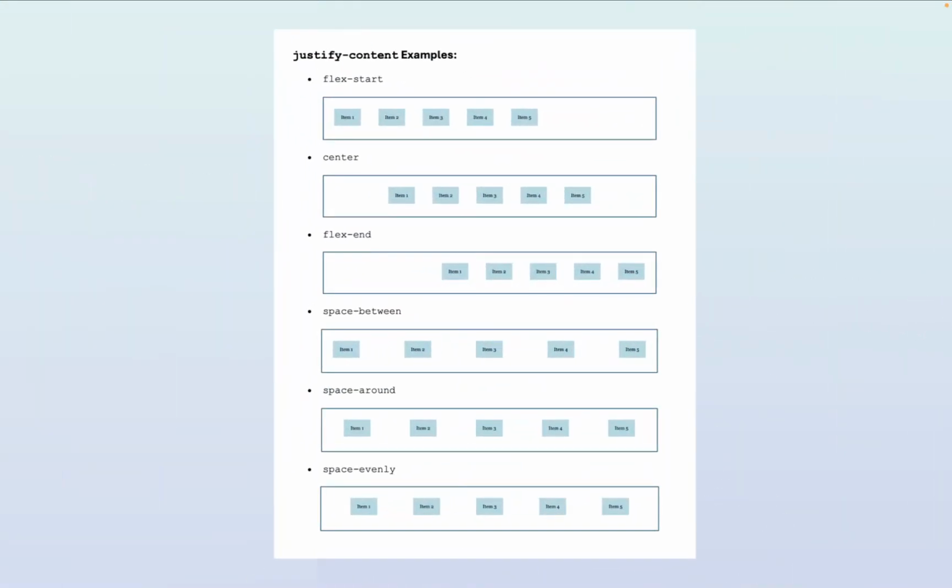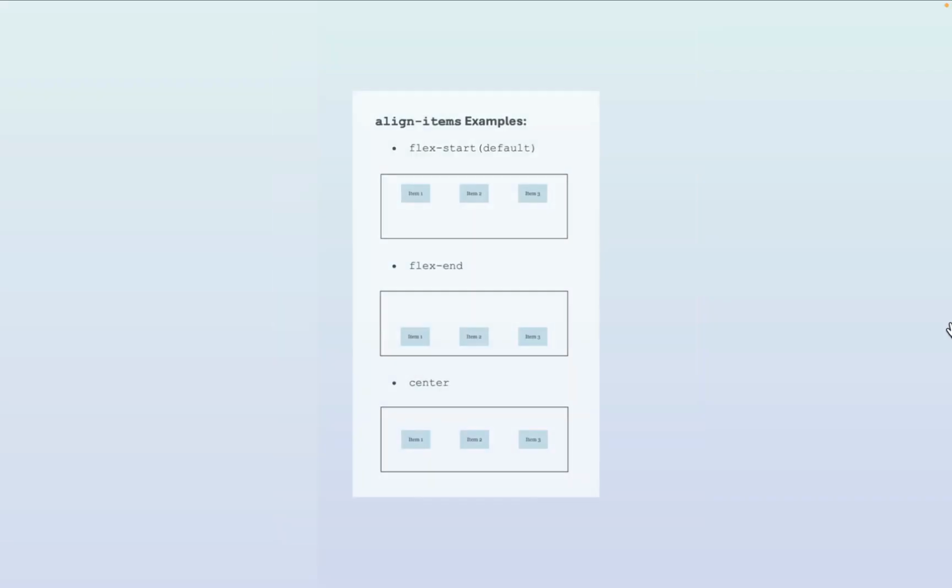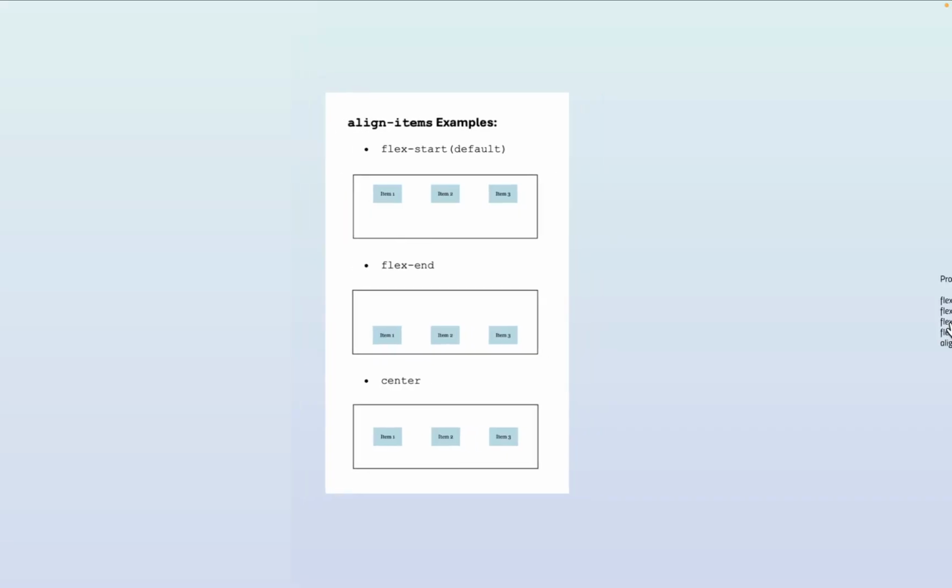Here we have justify-content values: flex-start, center, flex-end, space-between, space-around, and space-evenly. Here we have alignment examples: flex-start, which is the default, flex-end, and center.